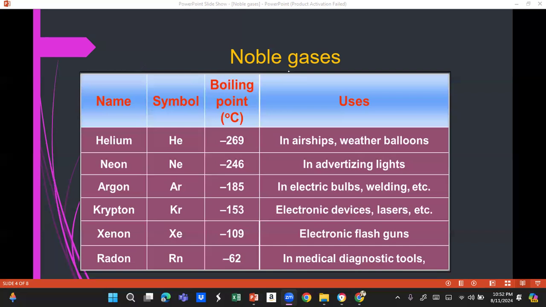You will see at the end. I have some questions related to noble gases which have been taken from the past papers of the CAIE examination.